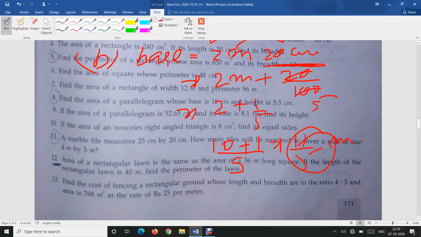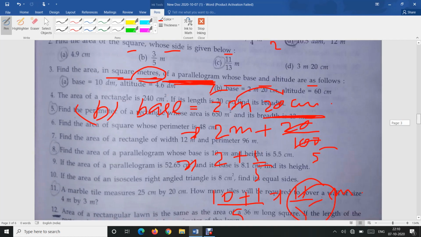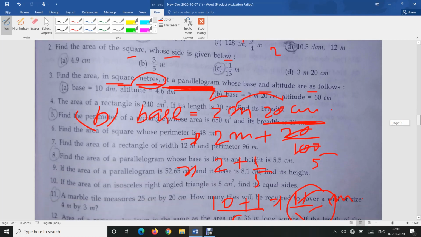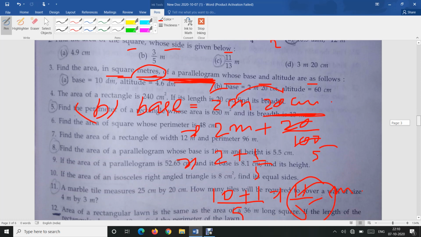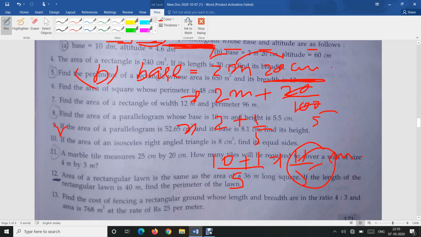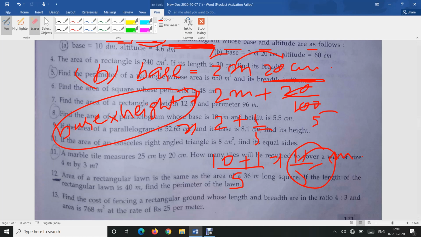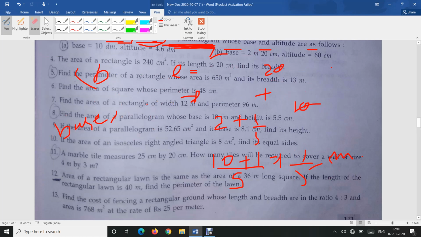Similarly, you can change height from centimeter to meter, and you can find the area by applying the formula base multiplied by height. Both the things are given to you. You just need to convert these into meter, and after applying the formula base multiplied by height, you can find the answer. Now see question number 4.